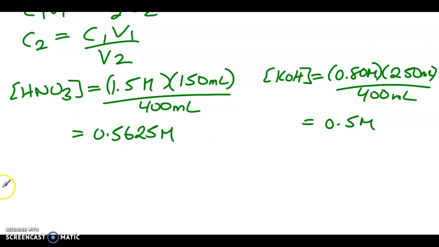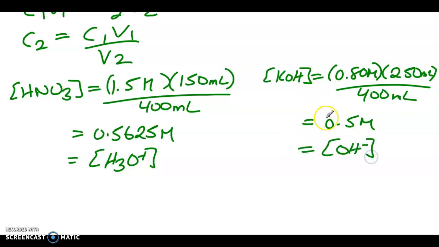So what does this mean? This is the concentration of hydronium, because it's a 1-to-1 ratio. Remember, for every 1 nitric acid, we're going to get hydronium. And this is equivalent to our hydroxide for the same reasoning. These two numbers are not equal.